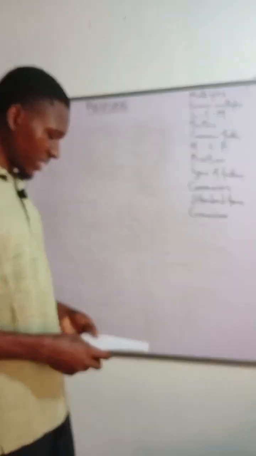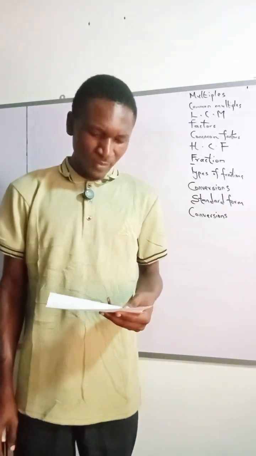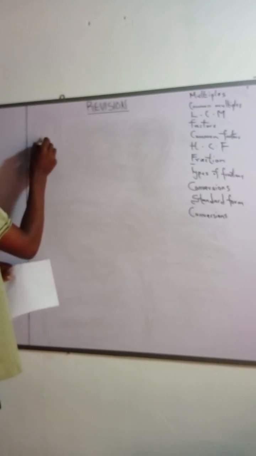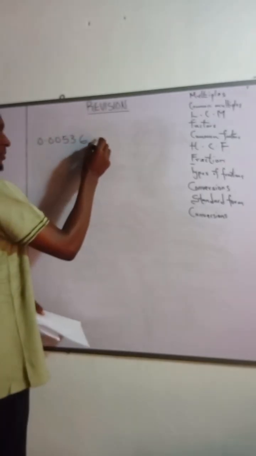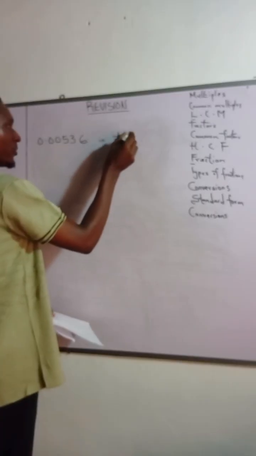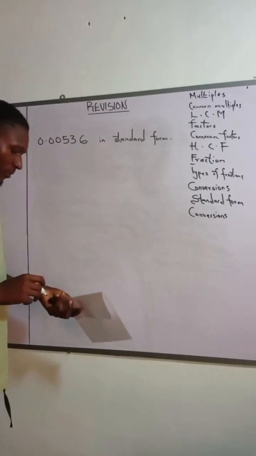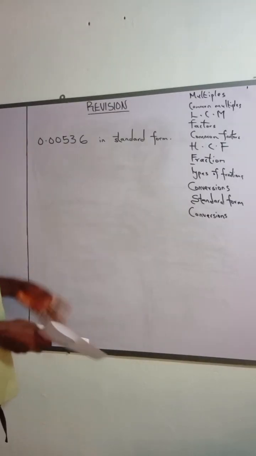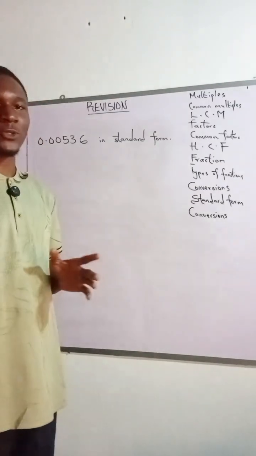Let me see the kind of sample questions I have over here. Okay. You might be asked to rewrite 0.00536 in standard form. How do you do this? 0.00536 in standard form. How do you do that?